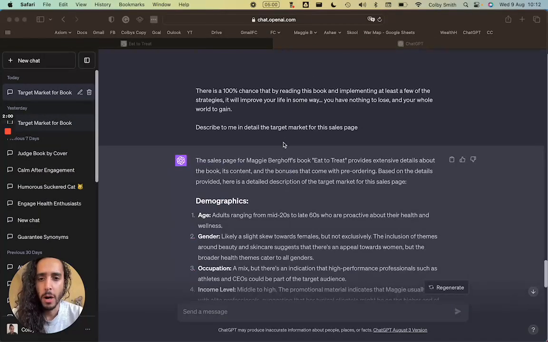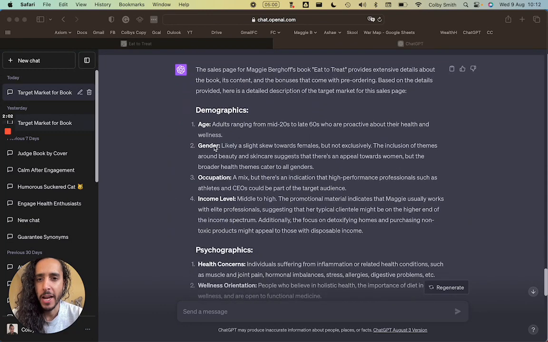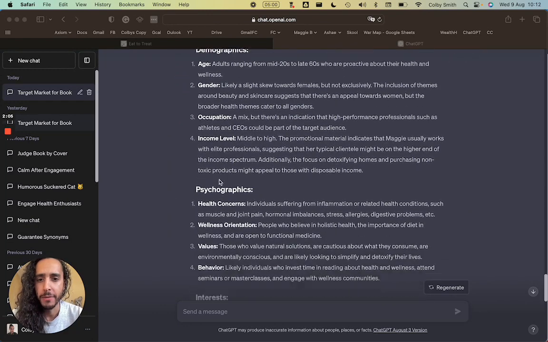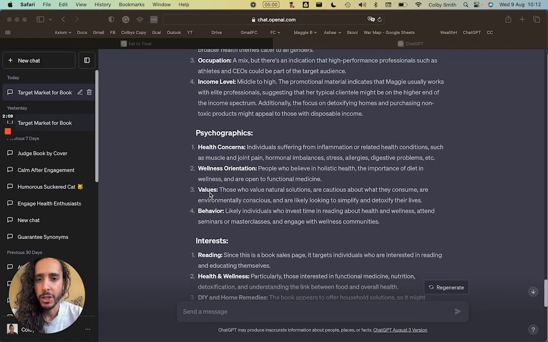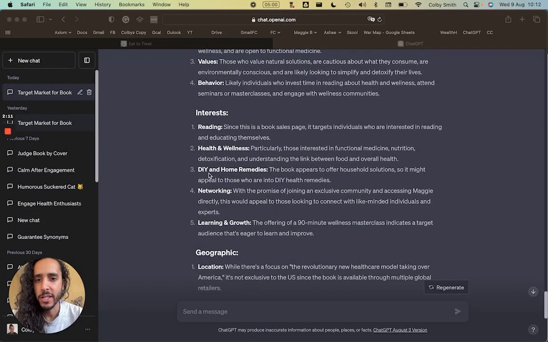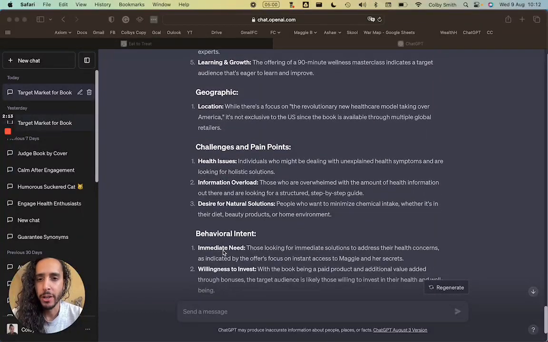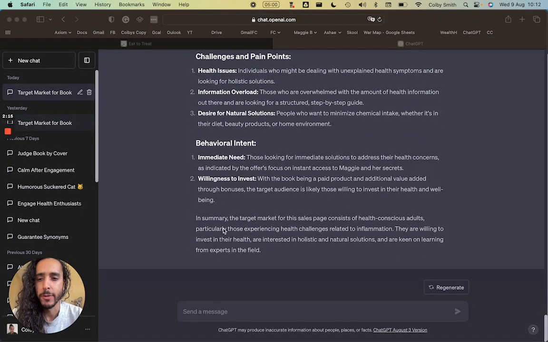Awesome, so it's come up with a whole bunch of stuff here. Demographics, age, gender, occupation, income level, health concerns, wellness orientation, values, behavior, their interests. A whole bunch of really good stuff. So how do we turn that into more focused stuff that we can use for an email?